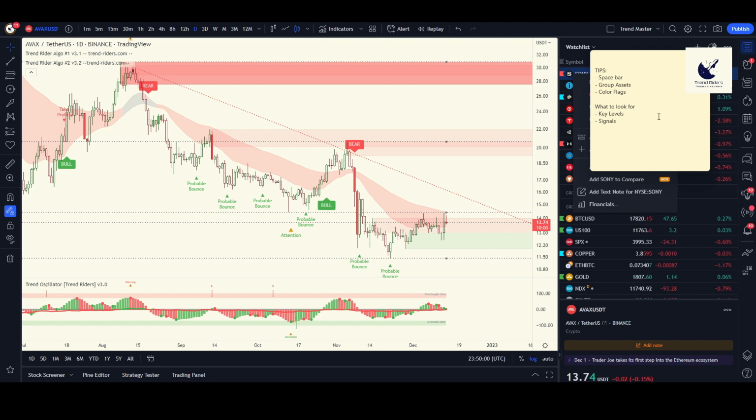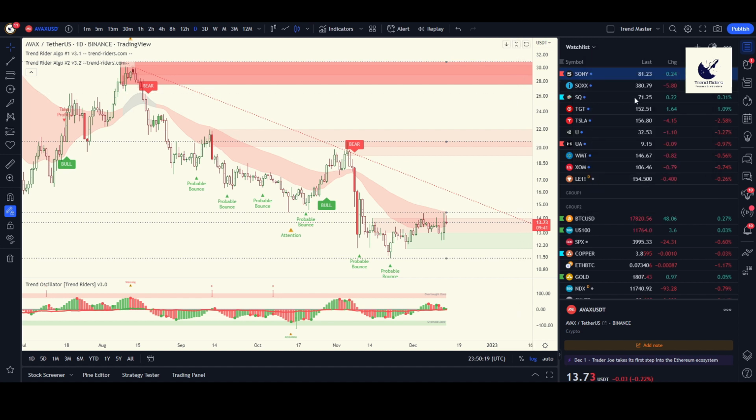So a few tips before we begin. This is a typical TradingView chart with our indicators. This first tip helps a ton to go through multiple assets fast, which is the spacebar trick.